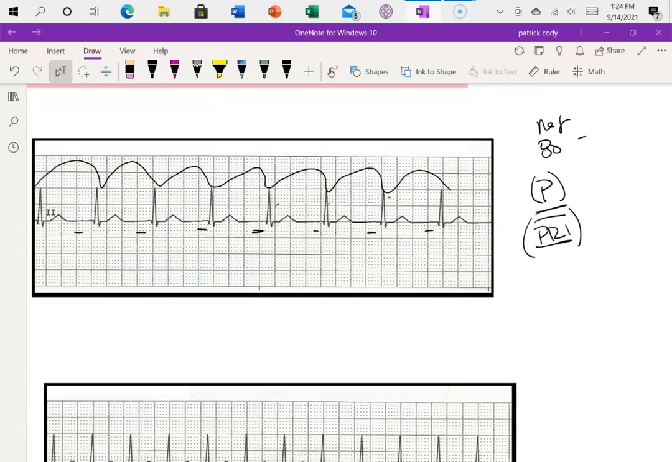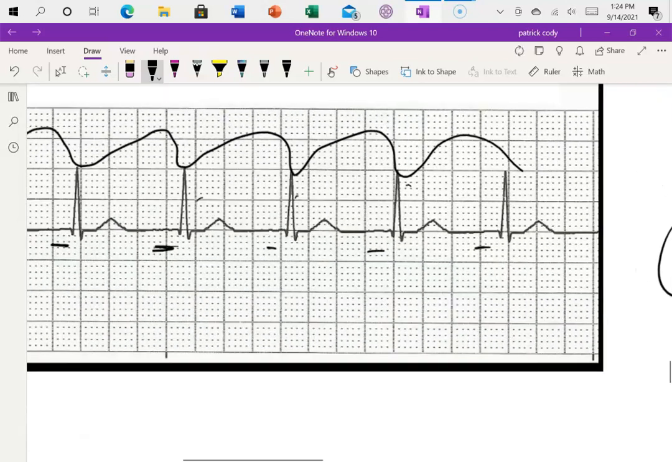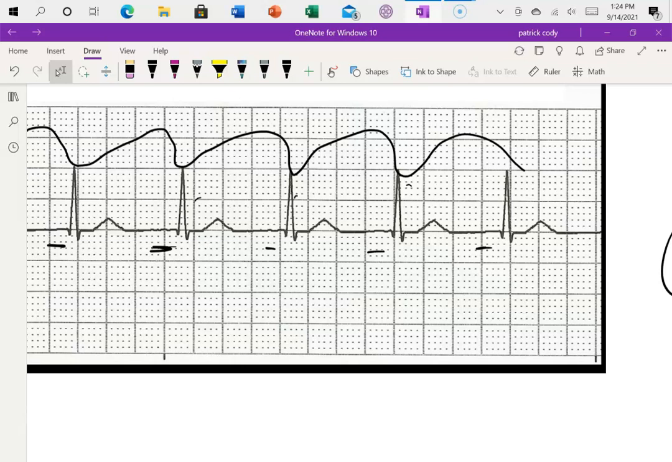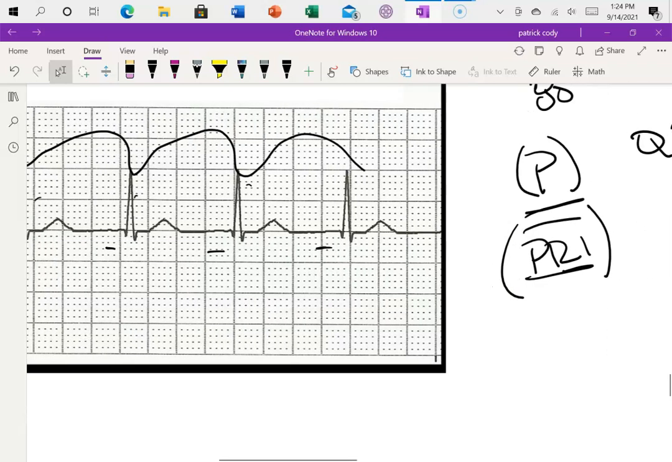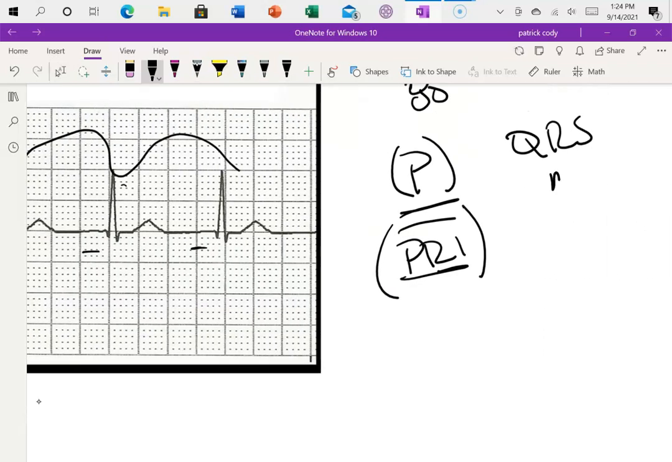But let's look at these QRS complexes. Are they narrow or are they wide? Let's even zoom in a little bit. At best they're two small boxes or 80 milliseconds. So they are narrow. So here we have a narrow complex.